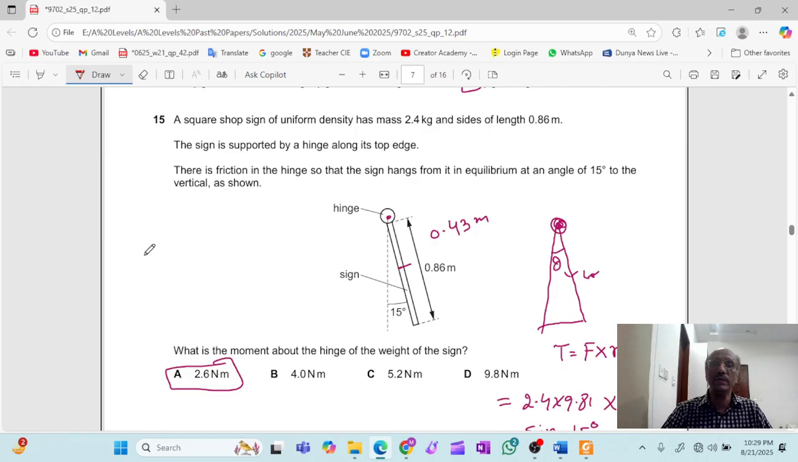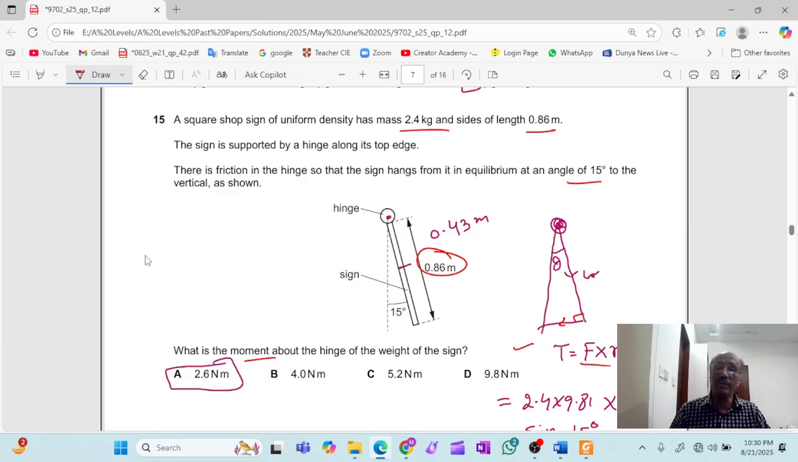Now this is one of the repeated questions as well. The mass is given, length is given, the angle is given. So what he is asking is, what is the moment? The formula for the moment is tau, if you resolve this into rectangular components. This is the perpendicular distance from the pivot. So 0.86 is not the distance which we will consider. The perpendicular distance from the pivot will become half, because the center of gravity will be at 0.43.